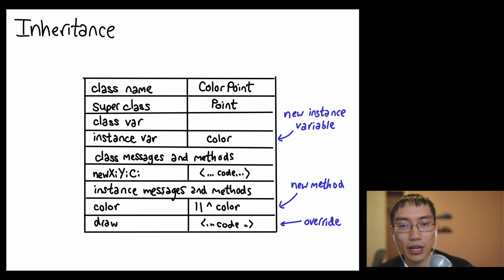Now, if you want to inherit, this diagram gets a little more complicated, but not too much more complicated. We have our class name, color point. We set up our superclass to point to point. We might have some new instance variables, say color. But remember, we also get all of the instance variables from our superclass point. We just don't have to reference them here. And then we might add some new methods or override some old methods to give some behavior for them.